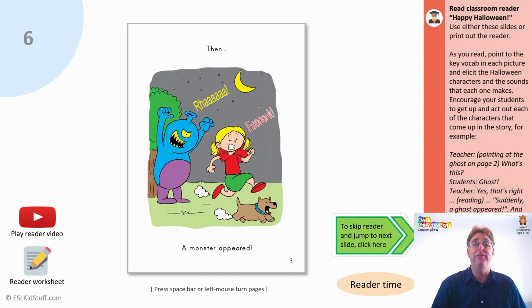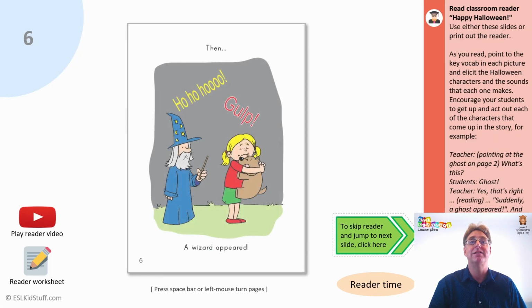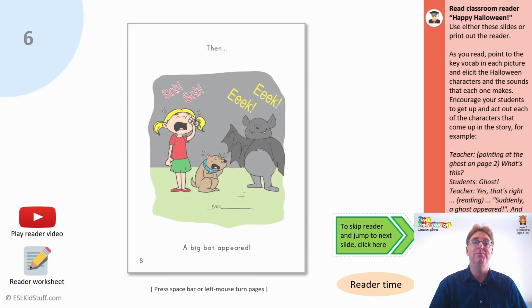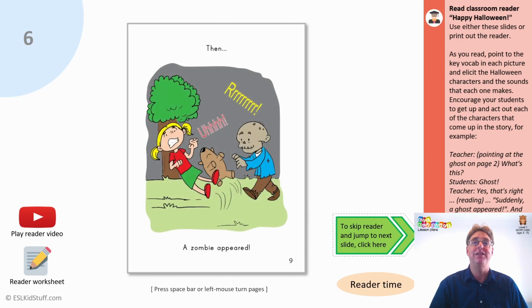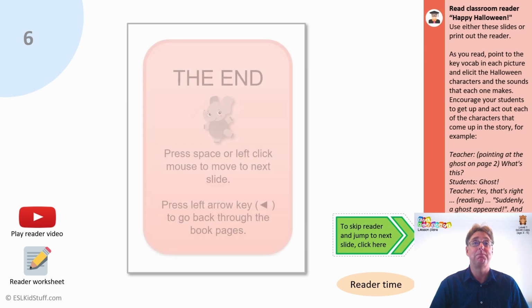And you can get everyone involved, making the sounds, doing the actions, running through. We've got the witch, the cat, the wizard, the mummy, the bat, and the zombie. But in the end, it turns out that everybody was just wearing costumes.